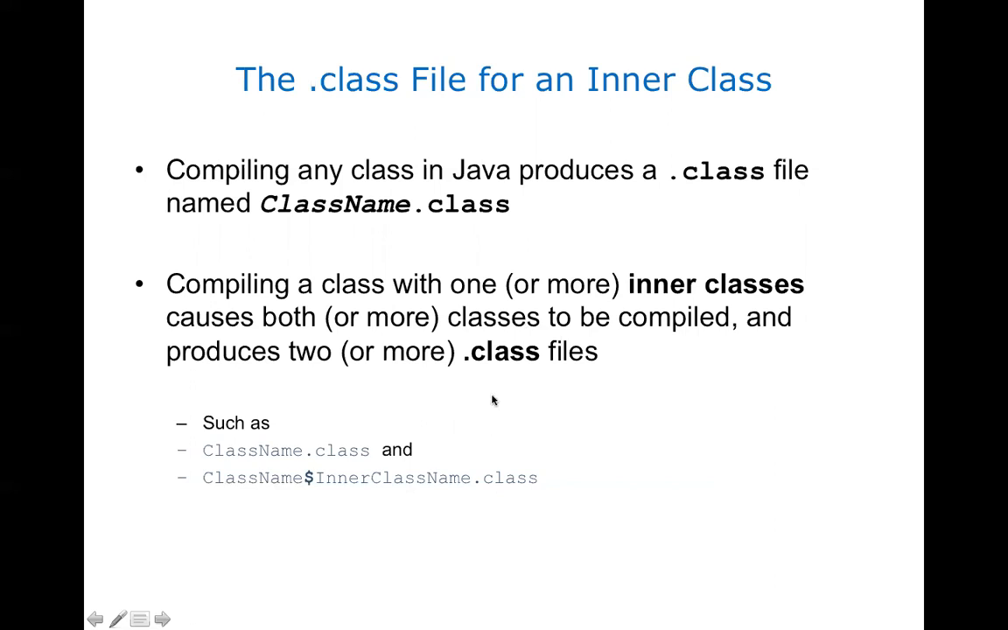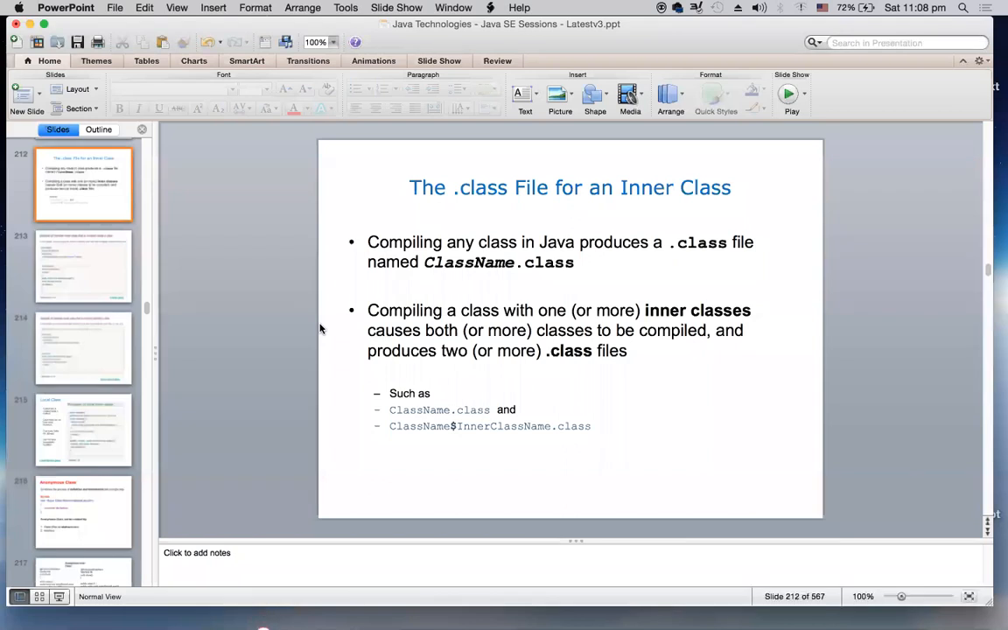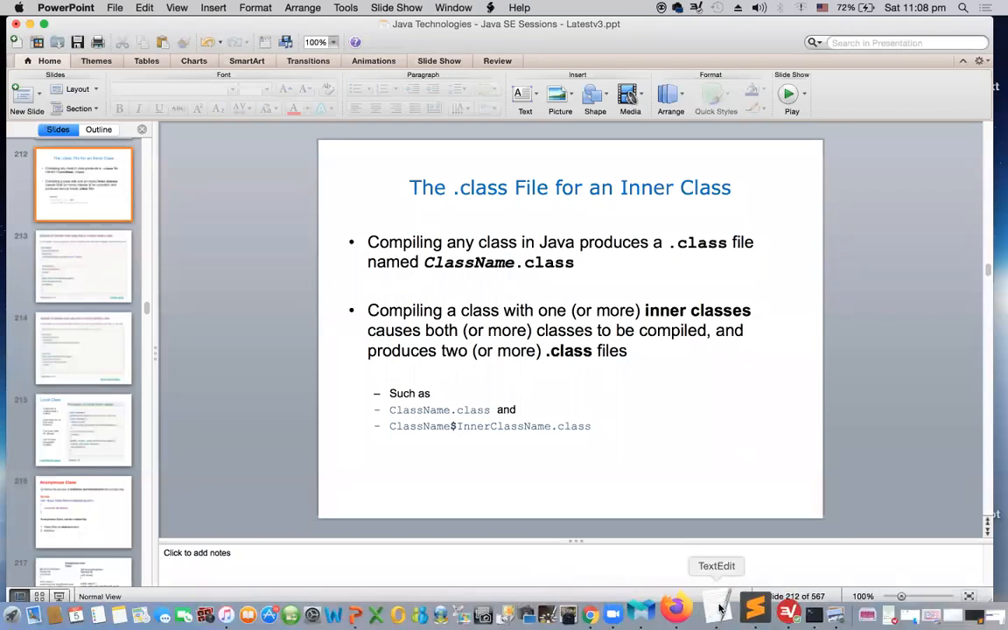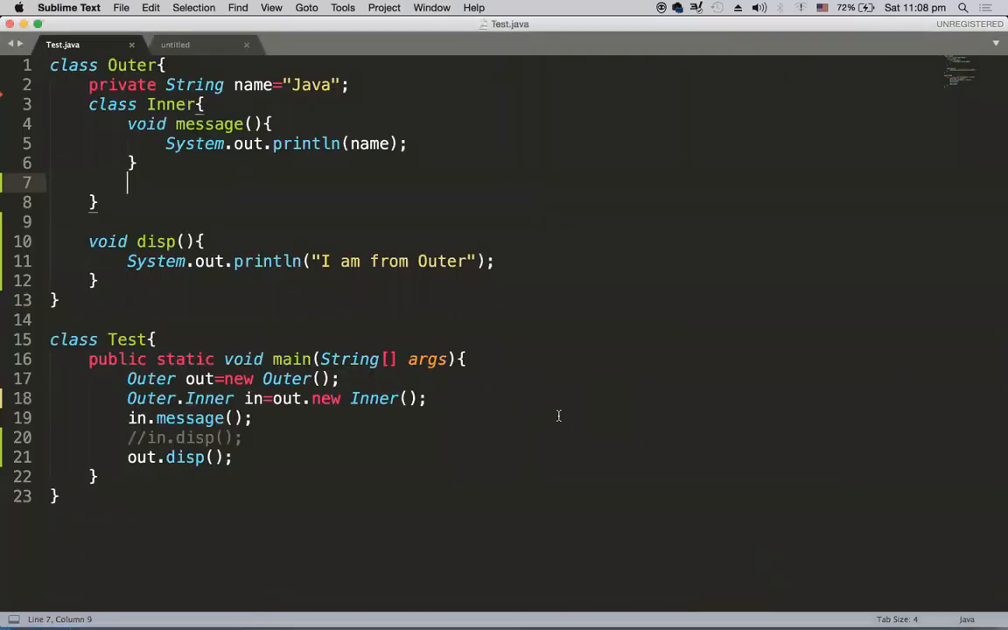For example, my outer class is A and my inner class is B. After compiling A dot java, I will have A dot class and A dollar B dot class. So this is how the compiler will generate the dot class file for the inner class. Okay, so these are the theoretical details behind nested classes. Before going to write the program, let me sum up.